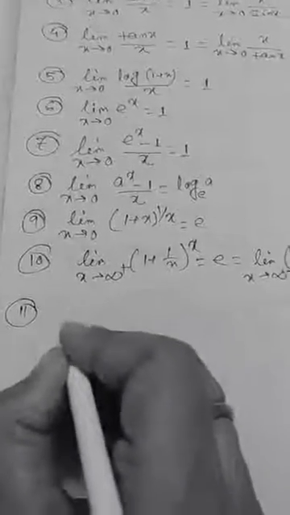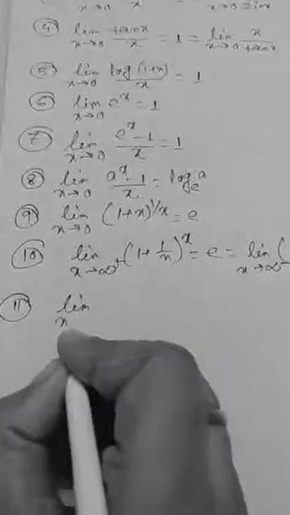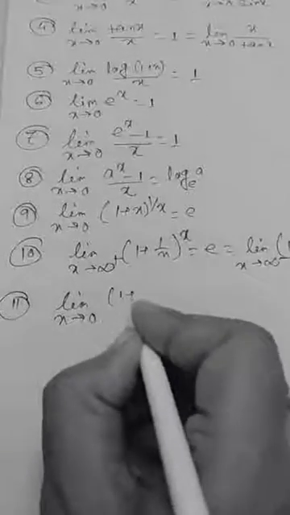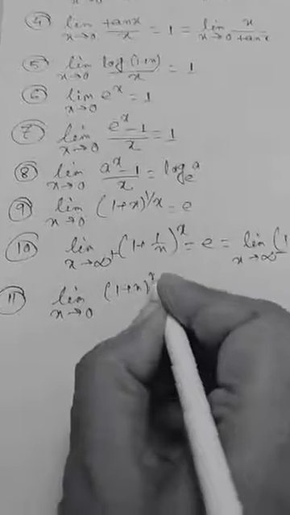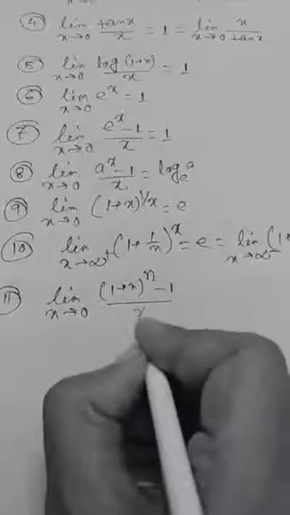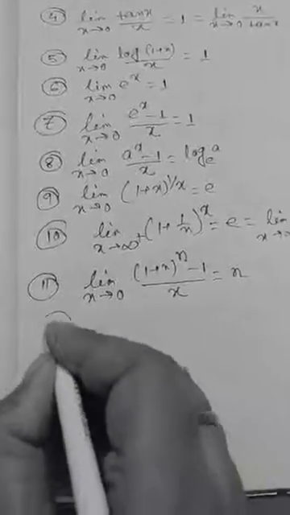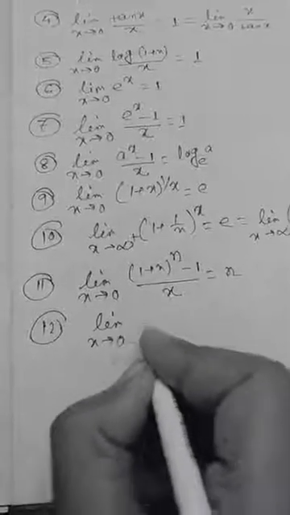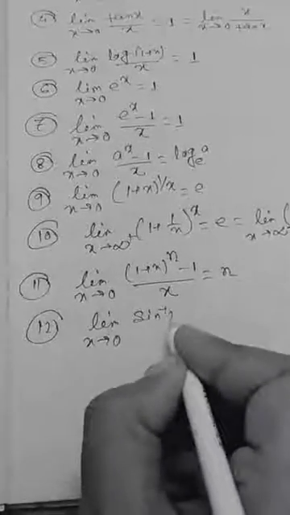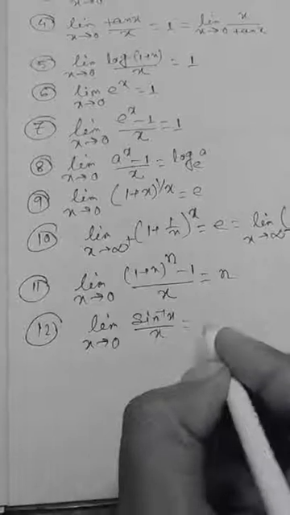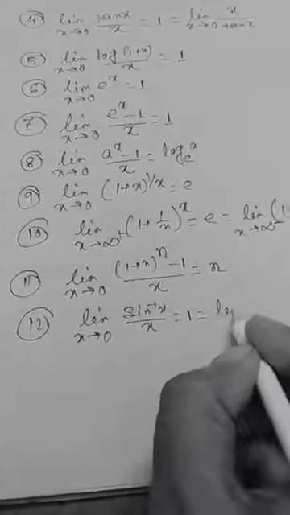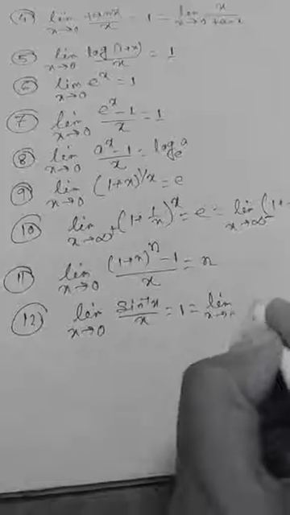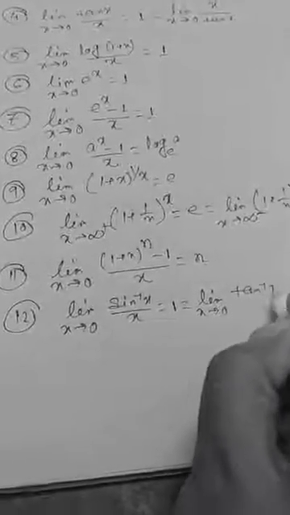Number 11, limit x tends to 0, ((1 plus x) whole to the power n minus 1) by x is equal to n. Number 12, limit x tends to 0, sine inverse x by x is equal to 1. Also write limit x tends to 0, tan inverse x by x.